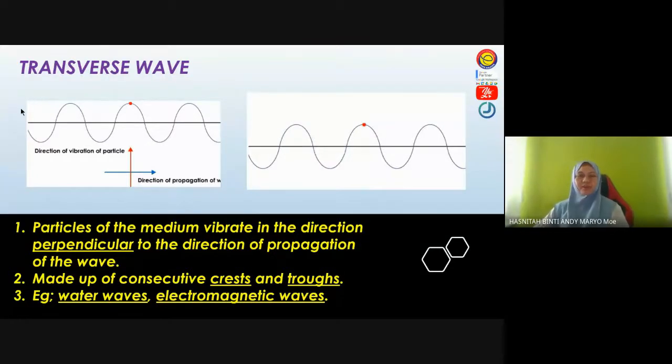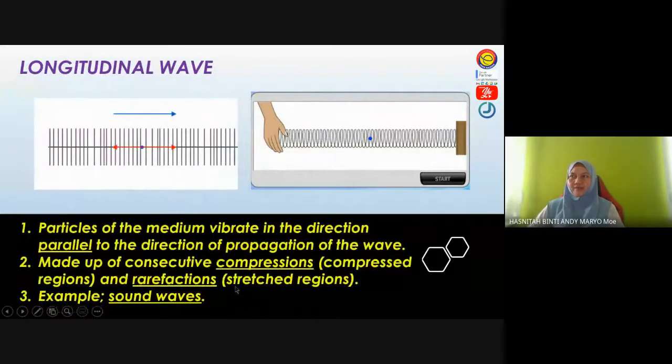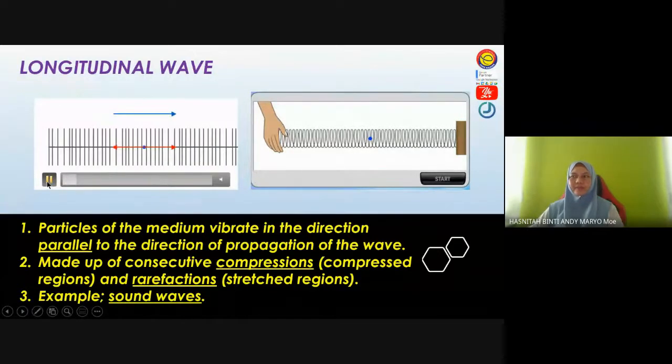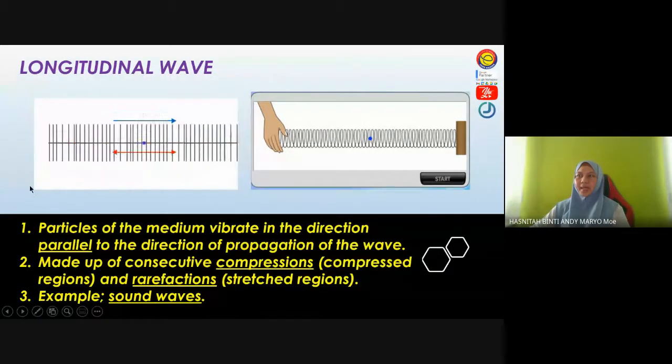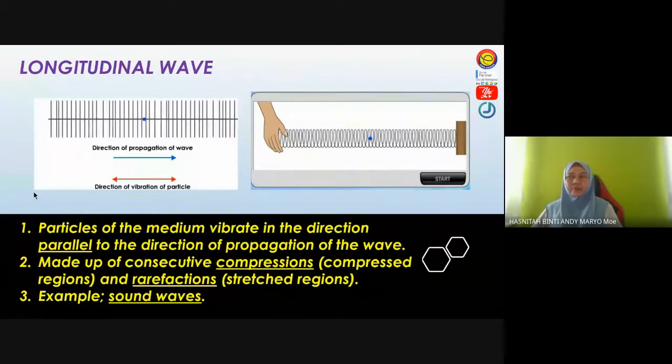An example of transverse wave, we have water wave and electromagnetic wave. Okay. And this is the second wave, longitudinal wave. Okay, now what is the difference? Again, the red arrow shows the direction of vibration of the particle, while the blue arrow represents the direction of propagation of the wave.